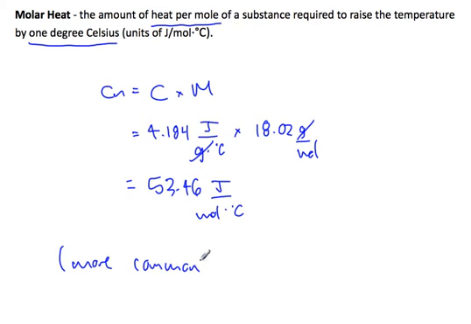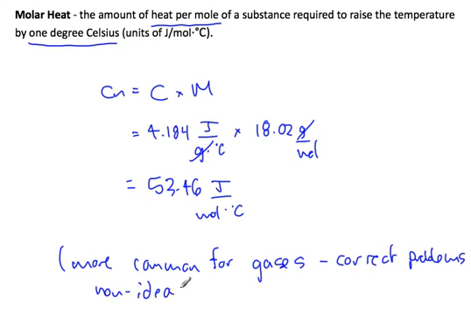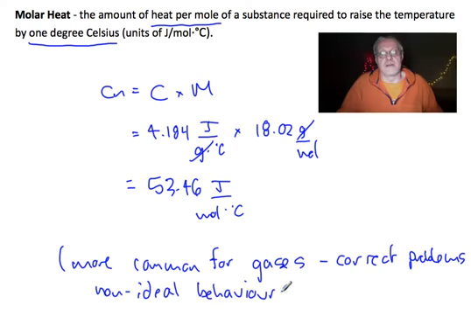It's more commonly used for gases, because it can get over or correct the problems faced with non-ideal behavior. Gases, we assume they behave ideally, but when they don't, we run into difficulties. So the molar heat capacity of a gas means you can do calculations including gas systems that are behaving non-ideally.